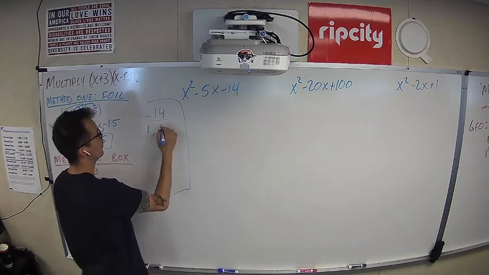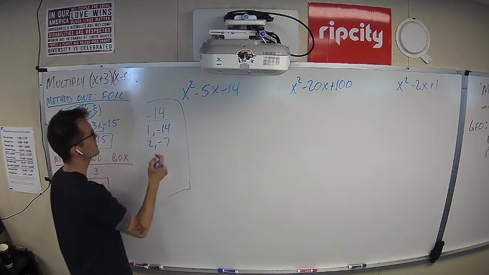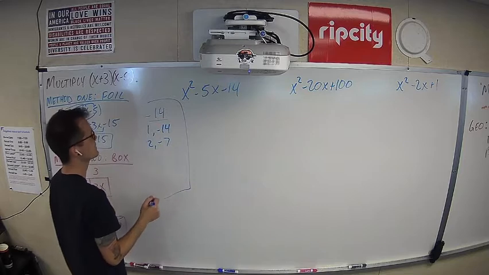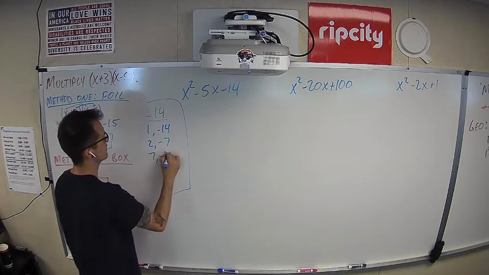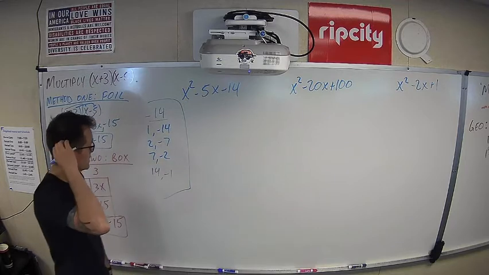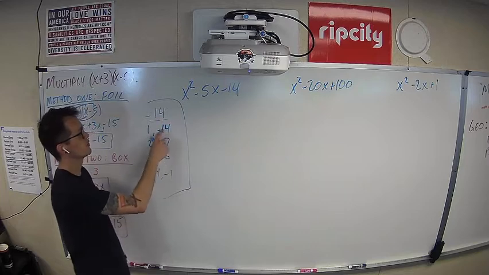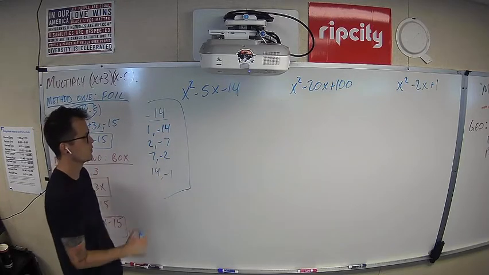So, for example, that'd be 1 and negative 14. That'd be 2 and negative 7. 3 doesn't go, 4 doesn't go, 5 doesn't go, 6, 7 does. 7 times negative 2, and then it's going to be 14 and negative 1. These are all of the factored pairs of negative 14, because when you multiply these two numbers together, you get negative 14. The same is true with all 4 of these.